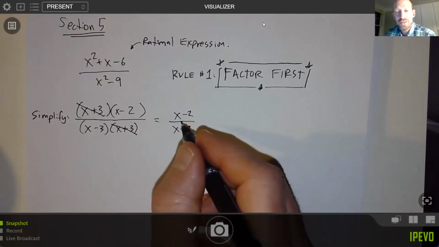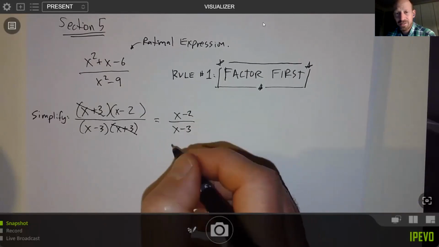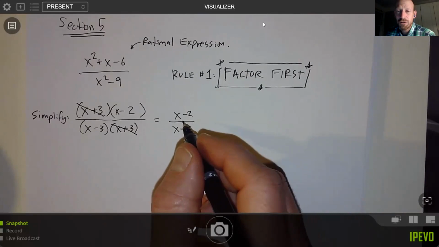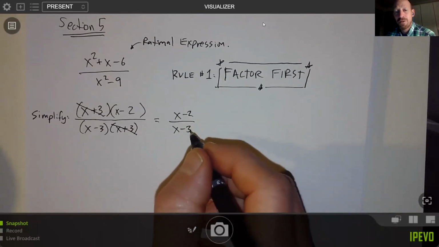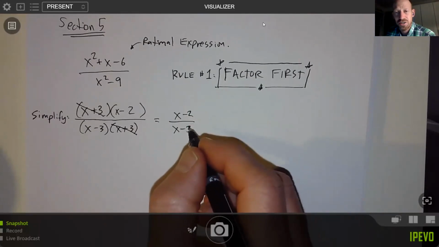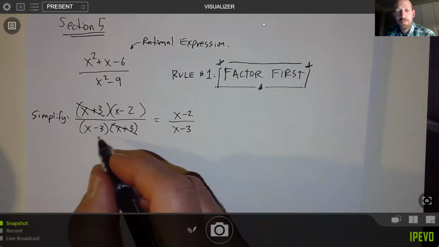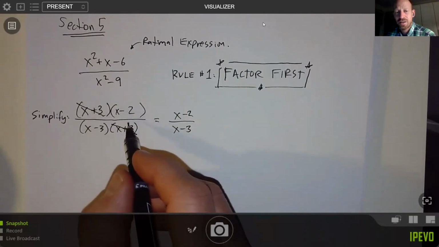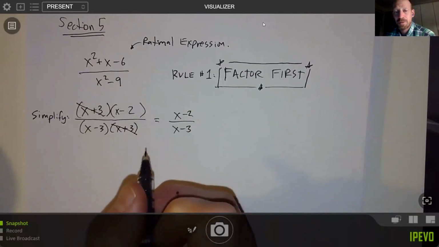You've got to view these as different things. They cannot be canceled. Can't cancel the x's there because it's not x, it's x minus 2. And that's a different number than x minus 3. You have to do the adding or subtracting before you can do any canceling, and that's going to change these. Here, because it's multiplication, factored, I can cancel anything that's the same between the top and the bottom.